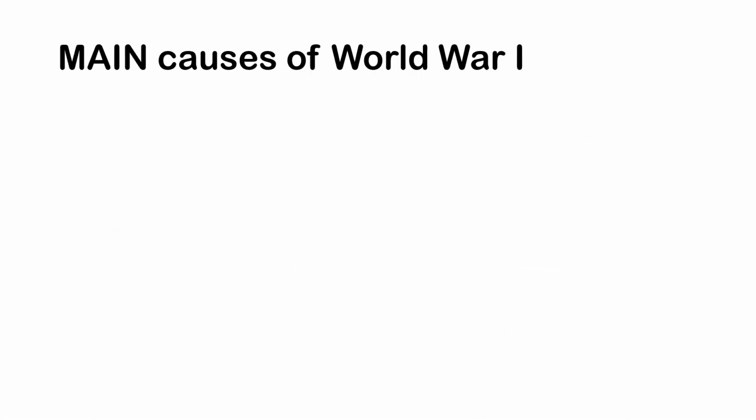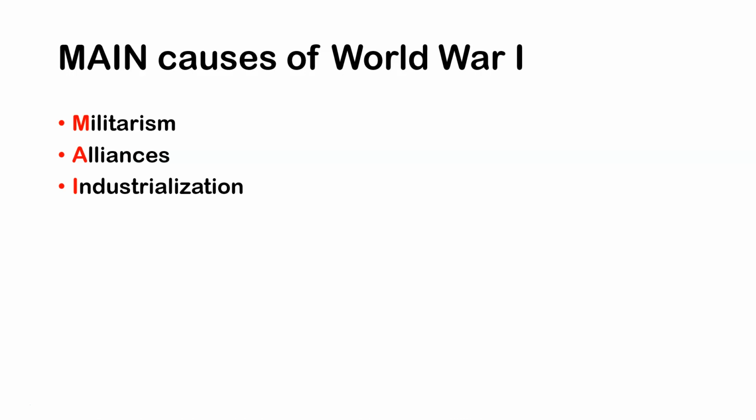The main causes of World War I, and you notice I've got MAIN all in capitals, so many history books that give a quick overview of World War I, like we're doing in this course, use this acronym of MAIN to remember the causes. And they are militarism, alliances, industrialization, and nationalism. So they're usually considered the four main causes.